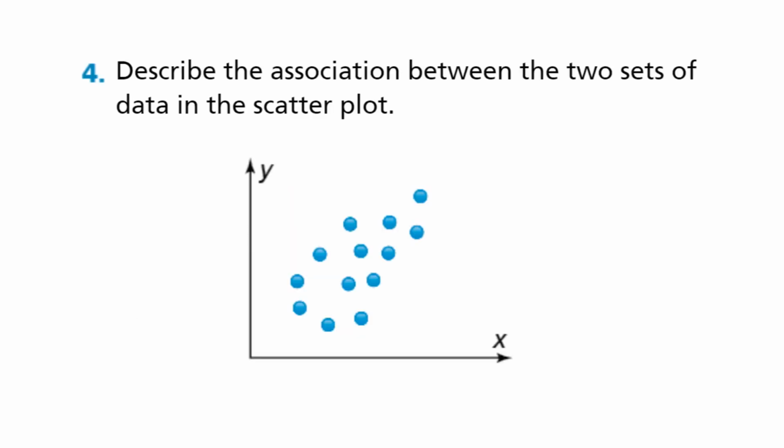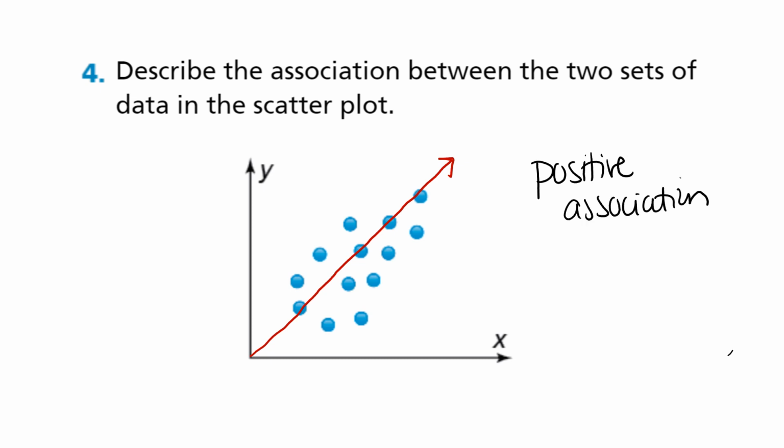Number 4, describe the association between the two sets of data in the scatter plot. So again, we would draw our trend line through the middle. Our trend line in this scatter plot is going up, meaning it has a positive association. We could say it has a linear association because our trend line does go in a straight line. And we would say that this is a weak association because the points are farther away from the trend line itself.